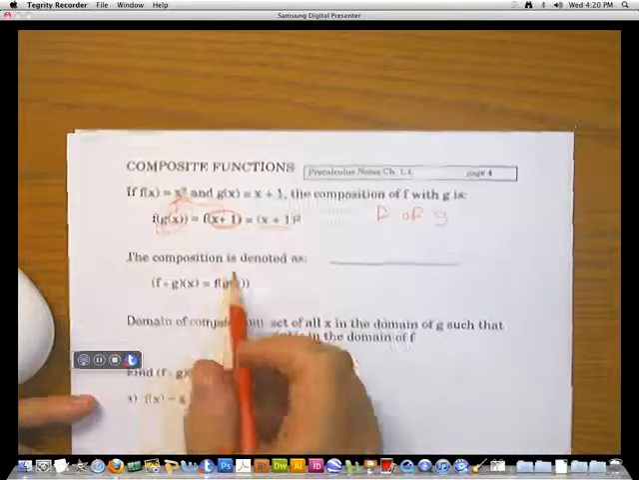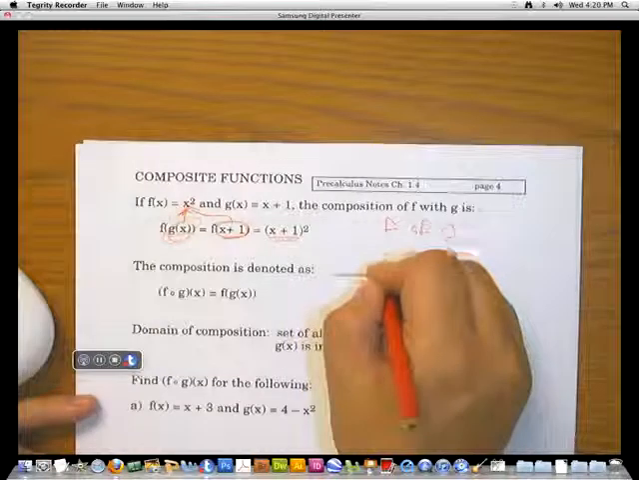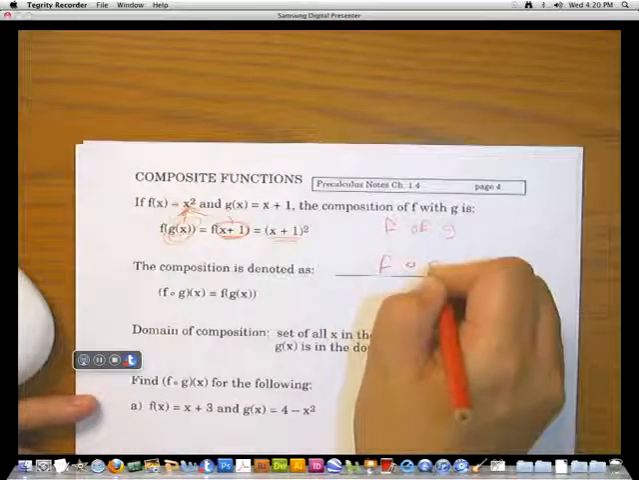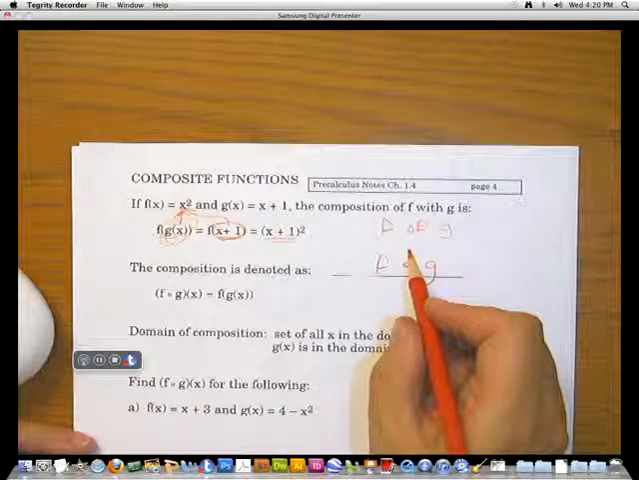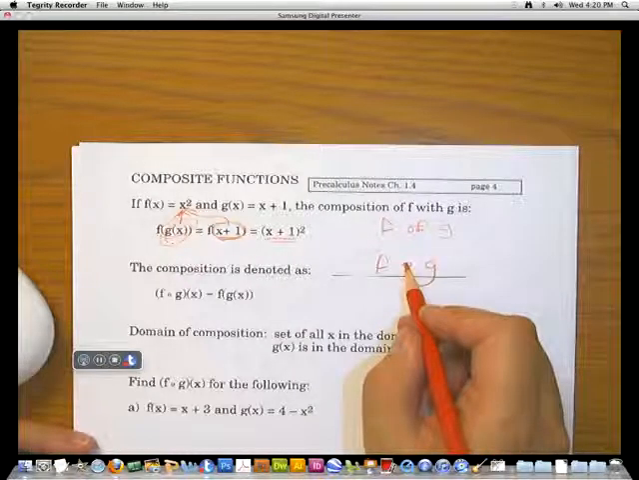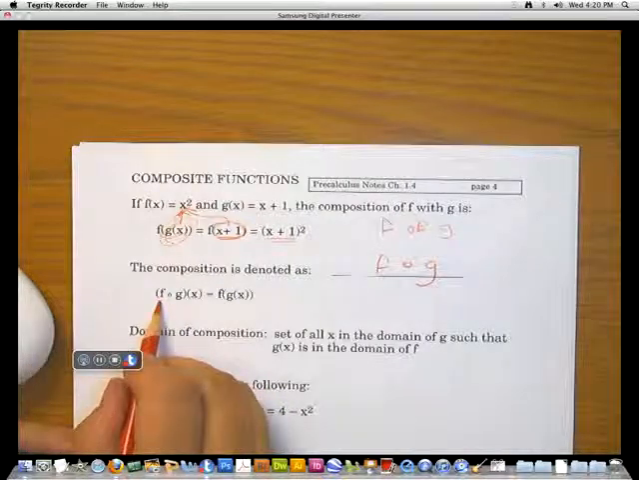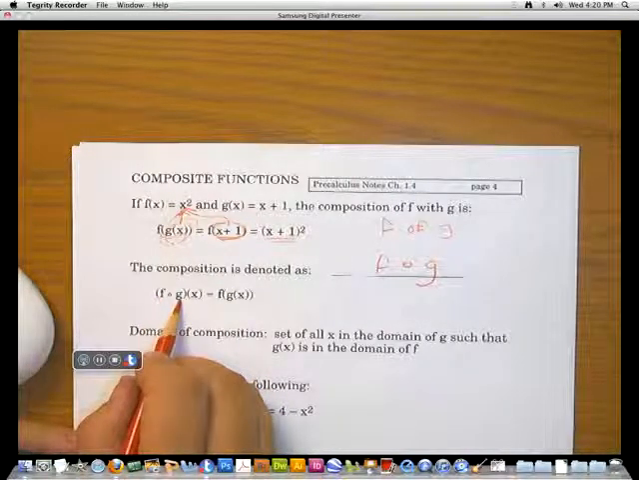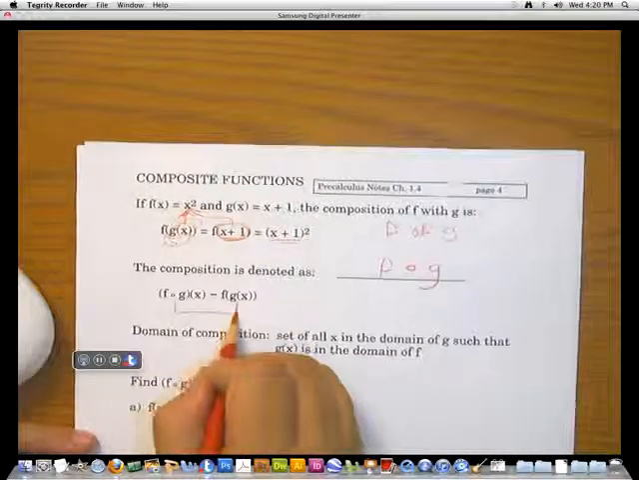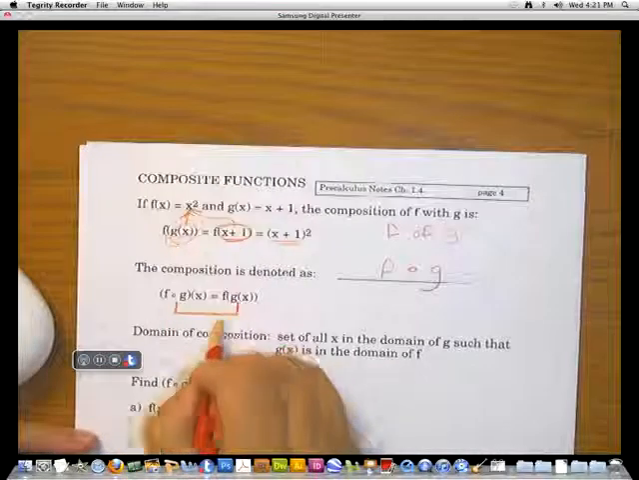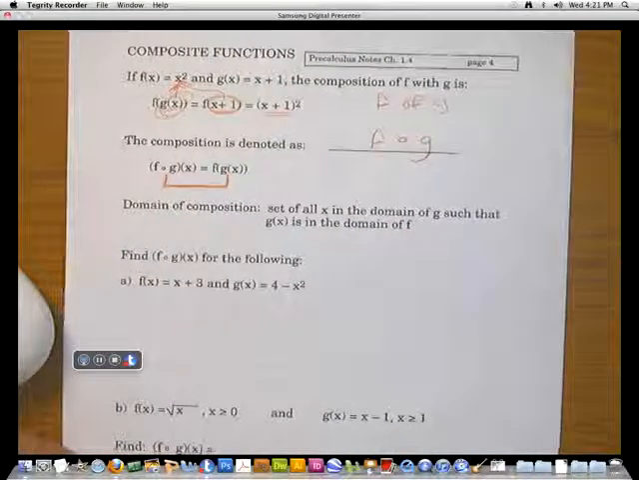The composition, another way to write f of g, is with this little open circle. And it's right in the middle, because if it goes too high, then it's considered a degree mark, and if it's closed, then it's a multiplication mark. So it's this little open circle that goes in between the two letters of the functions you want to use. But this notation is exactly the same, and you will see it both ways. So make sure you're very familiar with both of those.